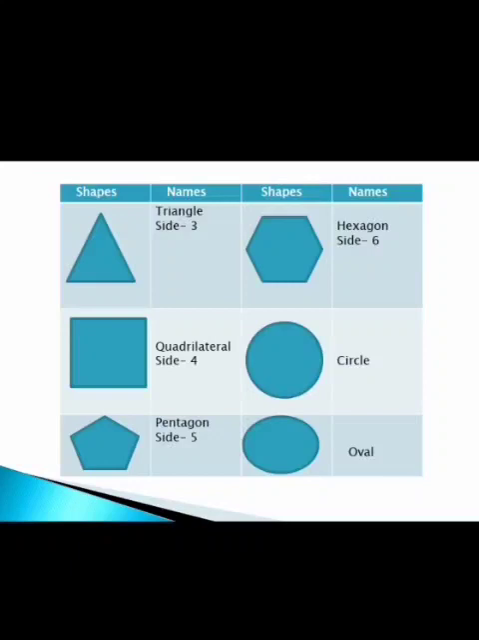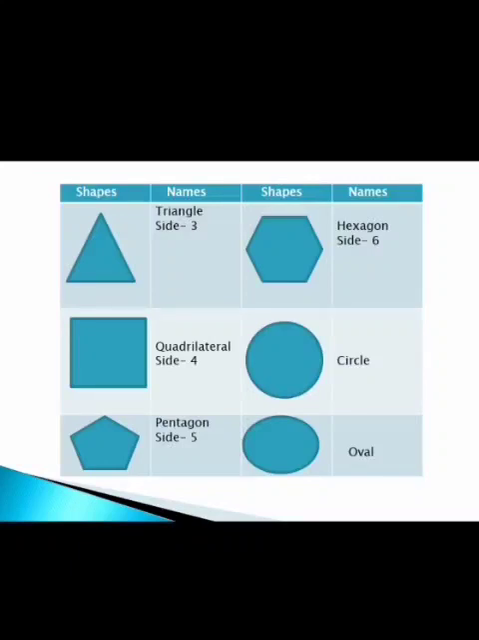The next figure is quadrilateral, where you can see 4 sides. That means a closed figure which is having 4 sides is known as a quadrilateral. Next picture is a pentagon. Penta means 5. The closed figure having 5 sides is known as a pentagon.